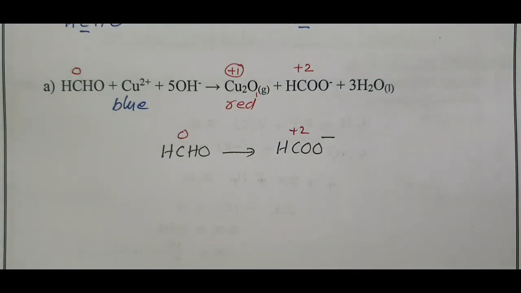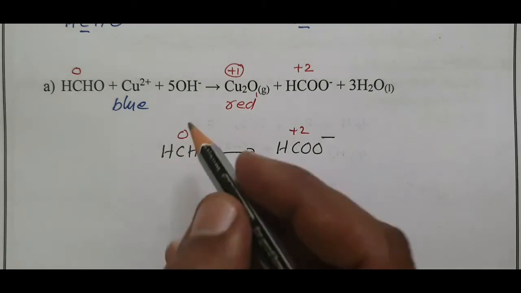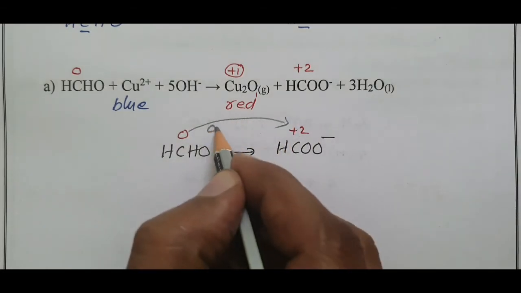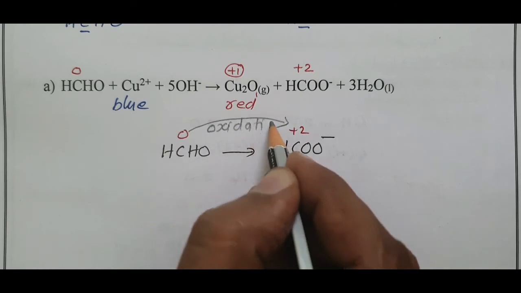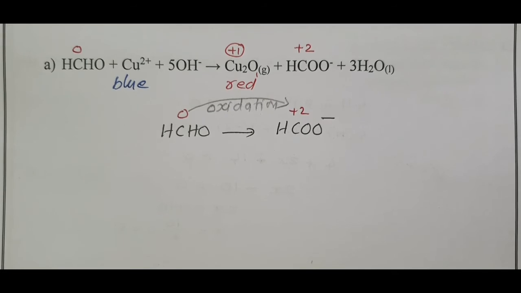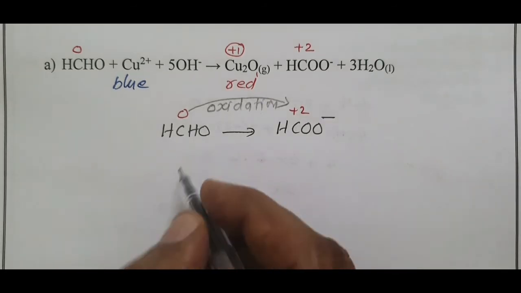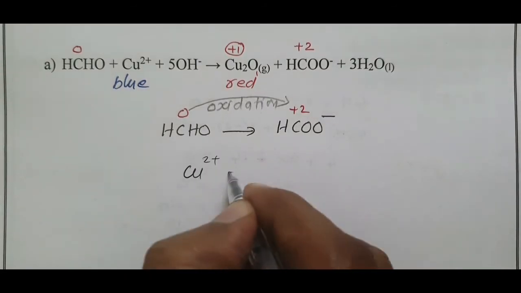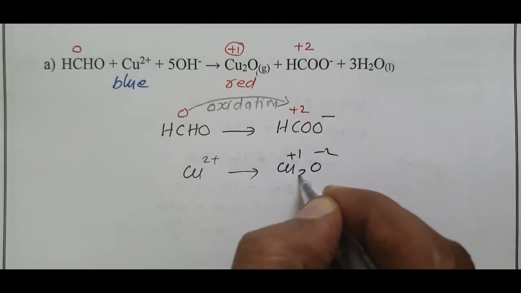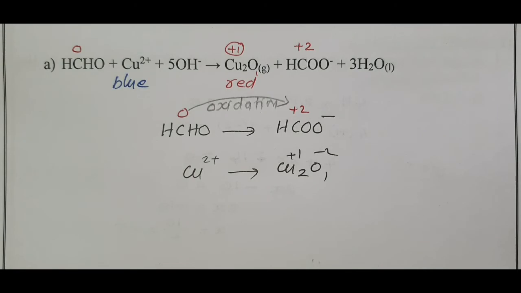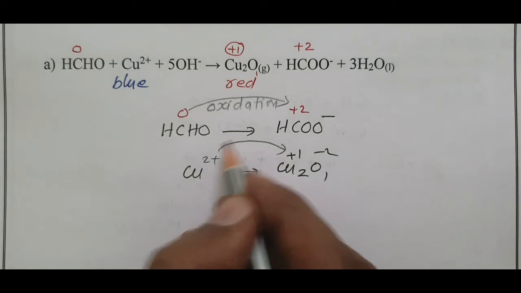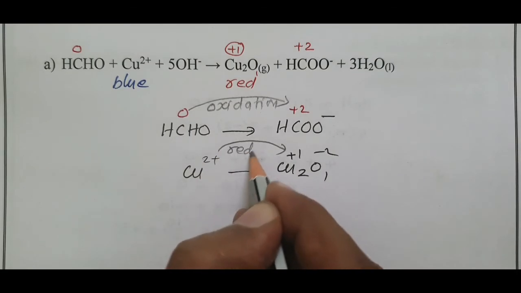According to the oxidation state, when you move from left to right, if the oxidation number of the element increases, it is called oxidation. And copper 2+ in the second reaction is reduced into copper 1+, cuprous oxide. Cu is +1 oxidation state, oxygen 2 minus. Copper oxidation state changes from 2+ to +1, the oxidation number decreases, therefore this is called reduction.